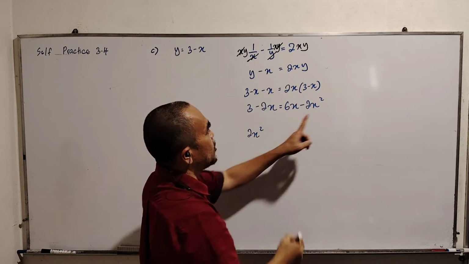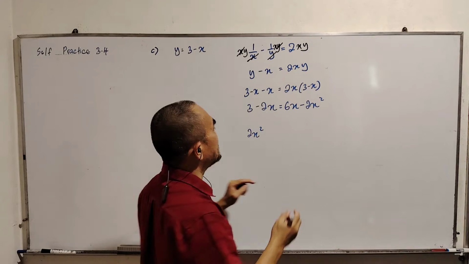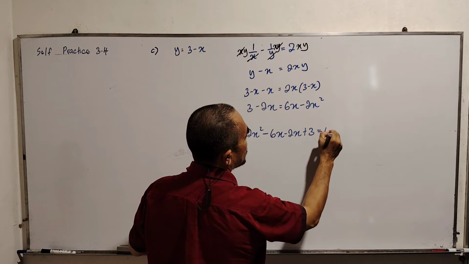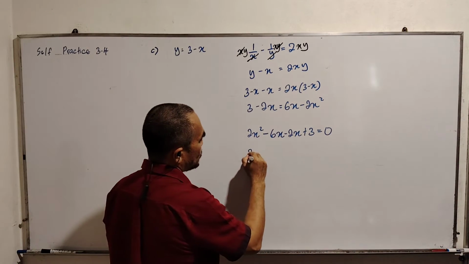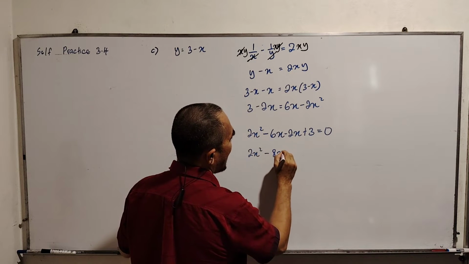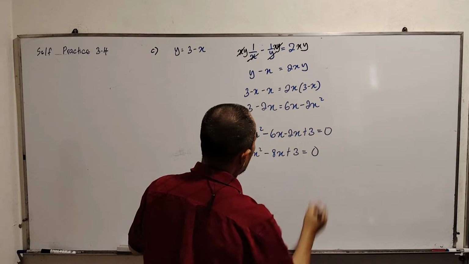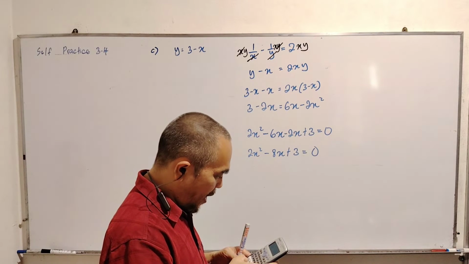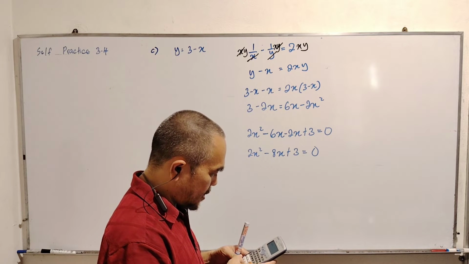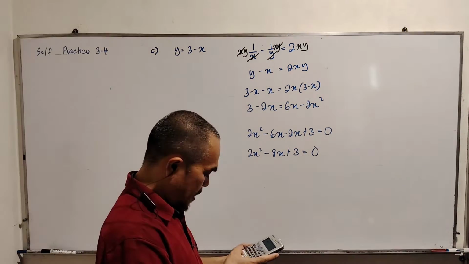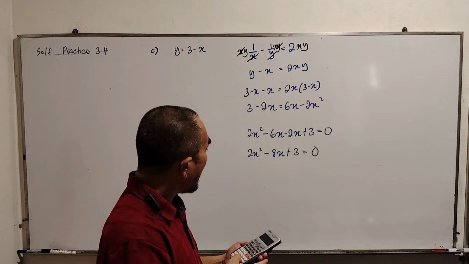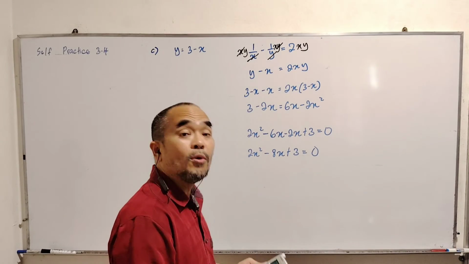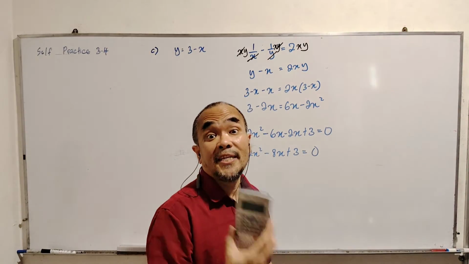So 2x squared, because I bring everything from the right side to the left side, then minus 6x minus x plus 3 equals 0. So you simplify, it becomes 2x squared minus 7x plus 3 equals 0. Then, by using the calculator, we should find the value of x. Here a is 2, b is negative 8, and c is 3. Then you will find this is in surd form or in decimal form.